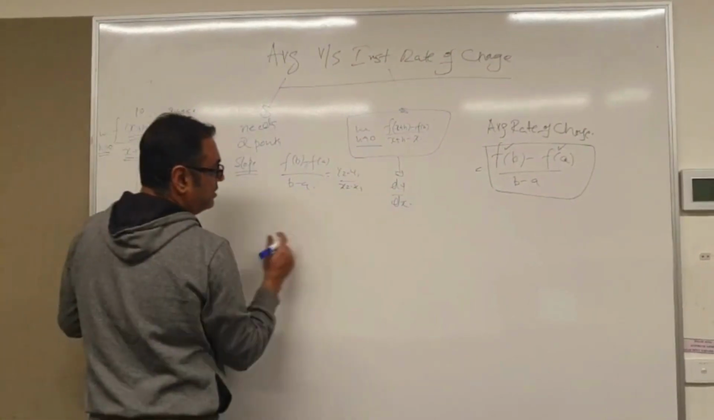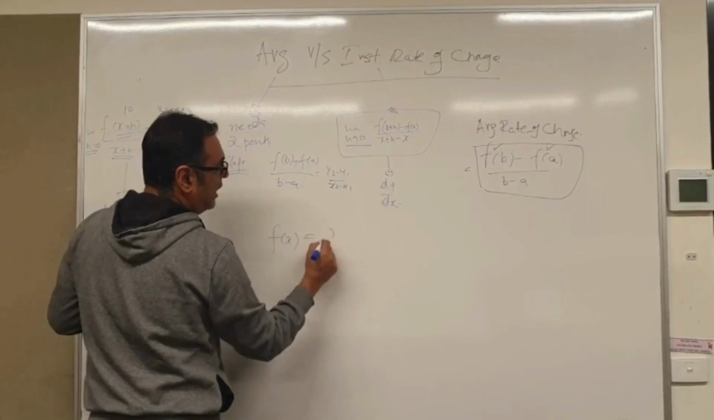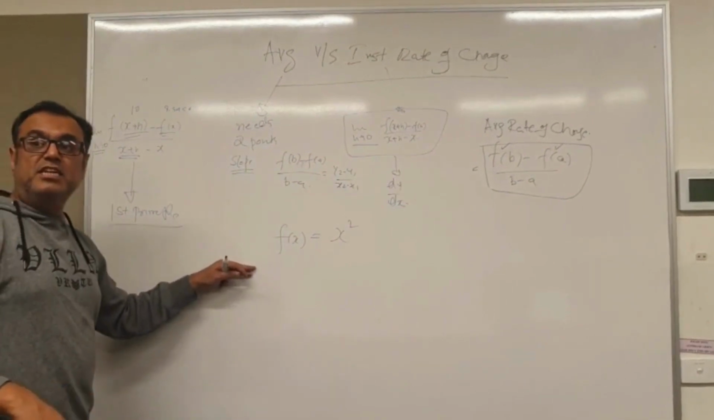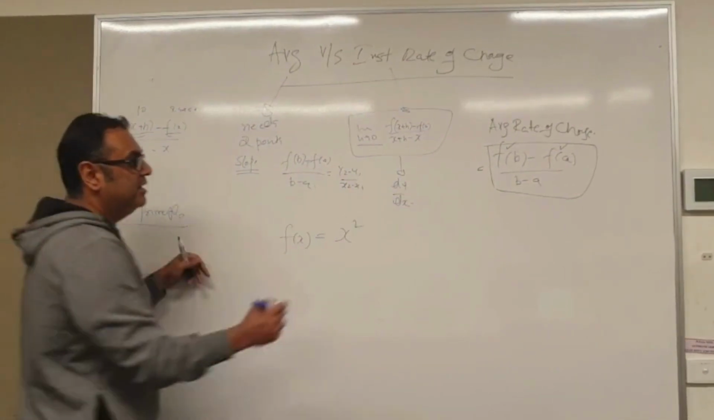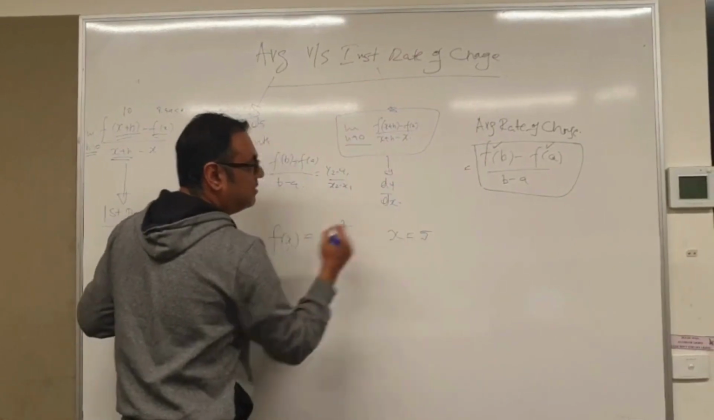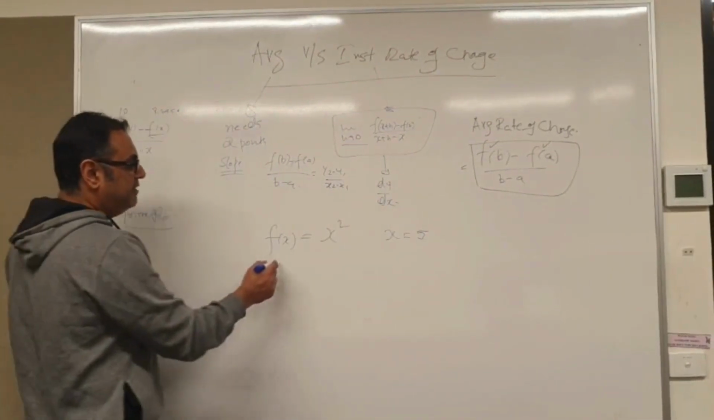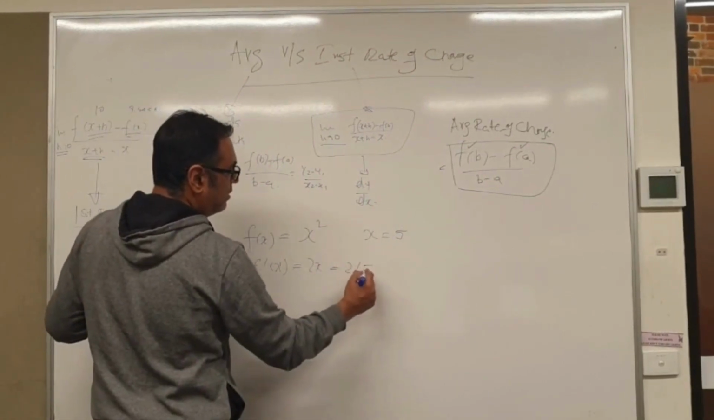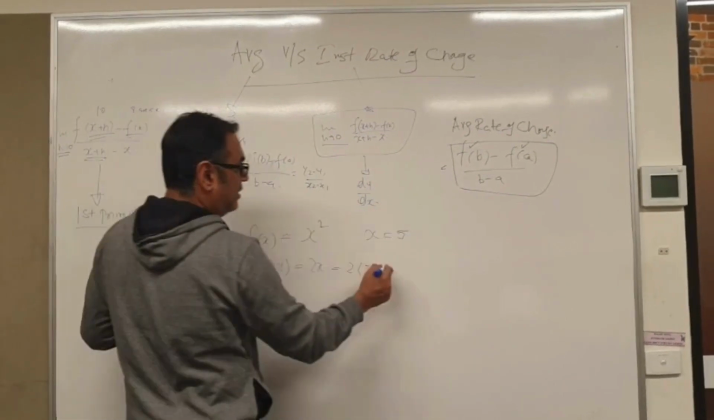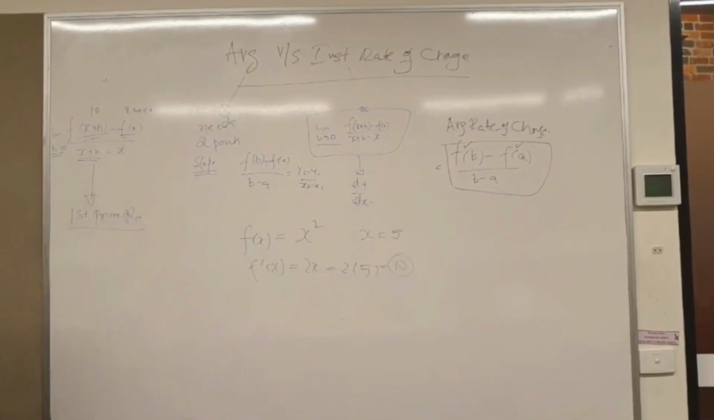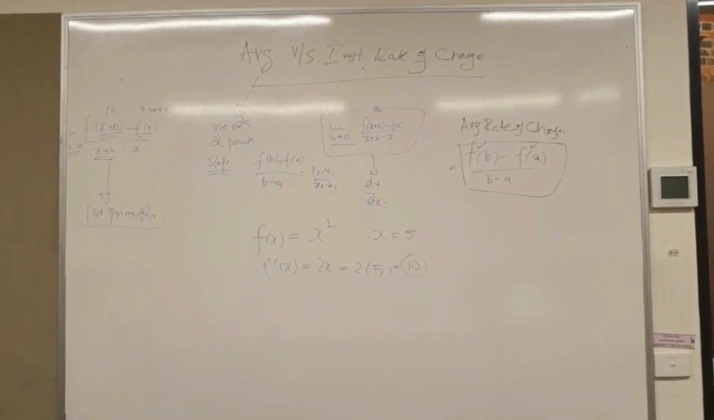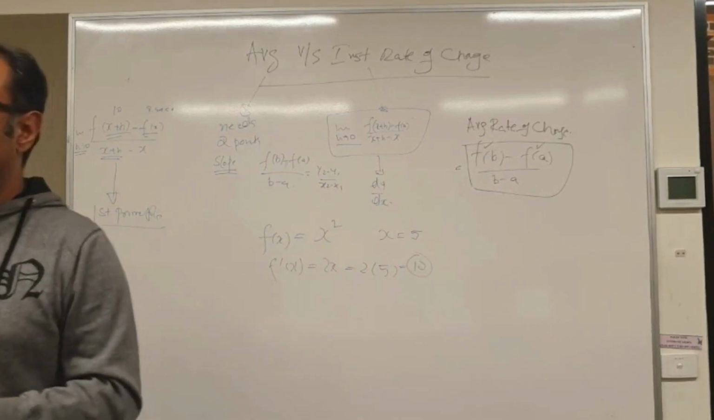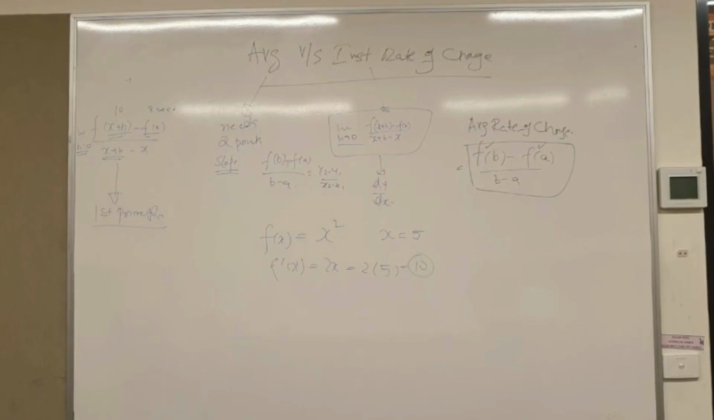So if I've got a function f of x equals x squared, and I'm asked, can you find the instantaneous rate of change for this graph at x equals 5? It's very simple. You find f dash x. It is 2x, plug 5 in the derivative, and you get 10. That's the instantaneous rate of change. Do we have to use the formula, or can you just do dy dx? dy by dx. Plug it in.